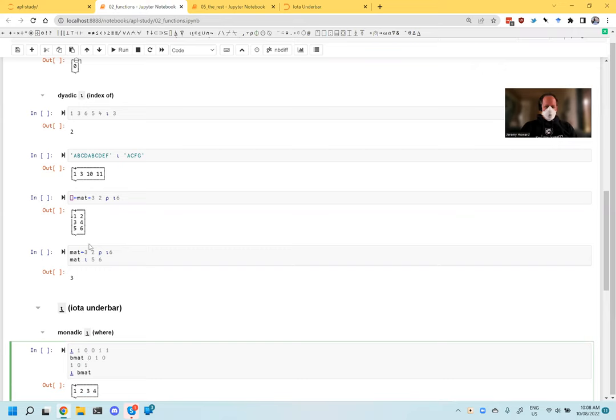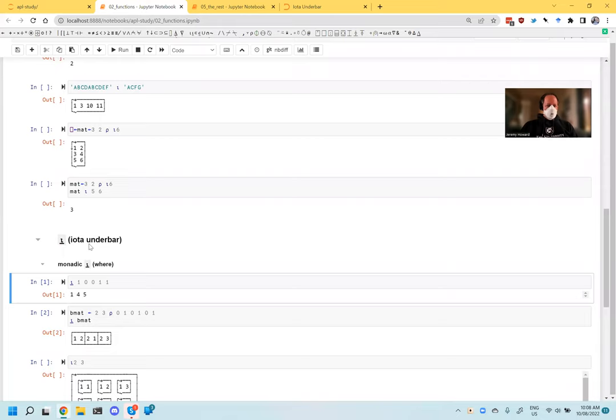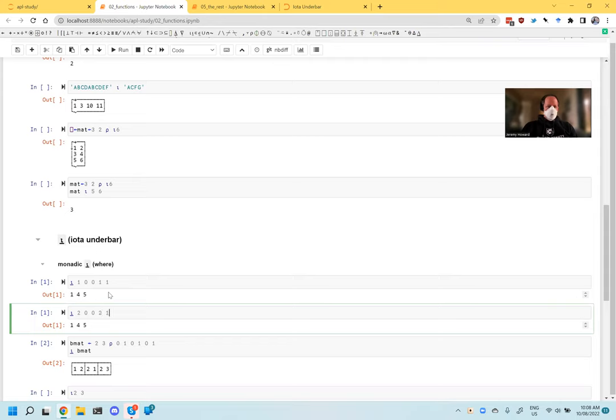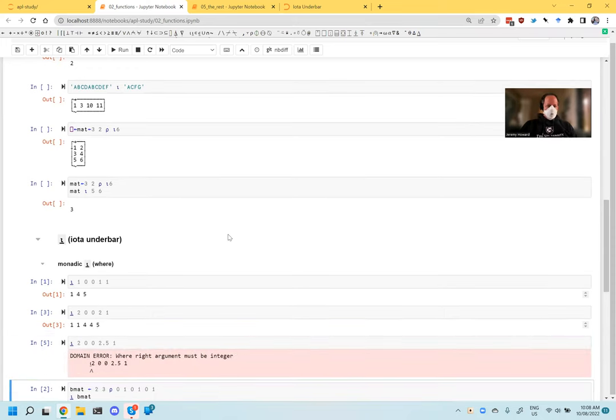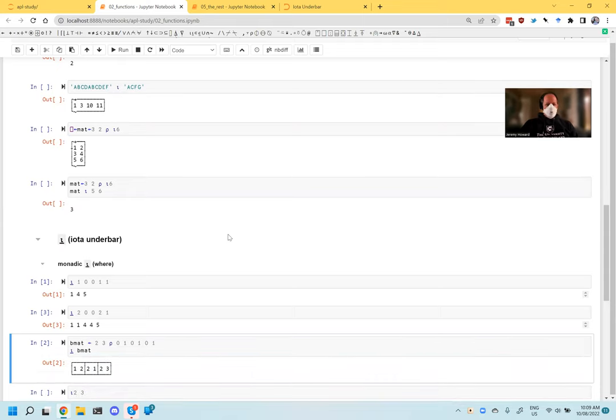So B mat is 2 by 3. All right, so iota underbar, I guess, pretty clearly is showing us the locations of the binary trues. And more than that, it is replicating them the number of times according to what the number is. Doesn't work on negative numbers. Doesn't work on floats. Okay, seems easy enough.